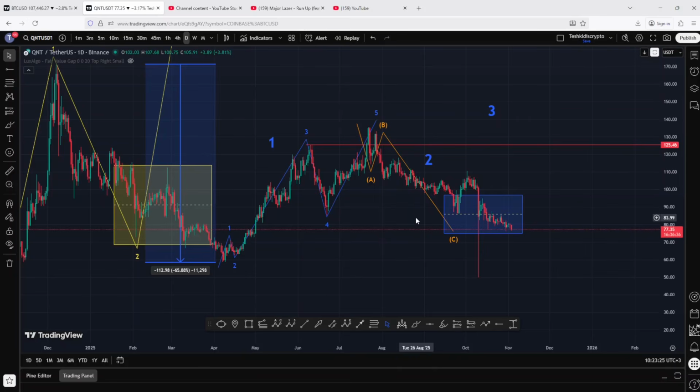QNT continues to see further breakdown moves, but we continue to hold within a Fibonacci key area of support between the 75.09 USDT mark and the 96.88 USDT mark, which is that blue target area on the charts.